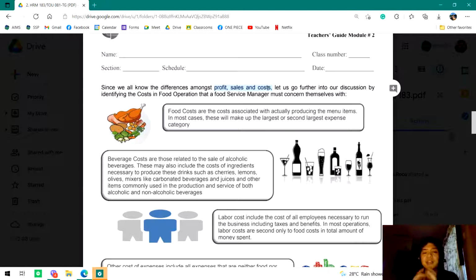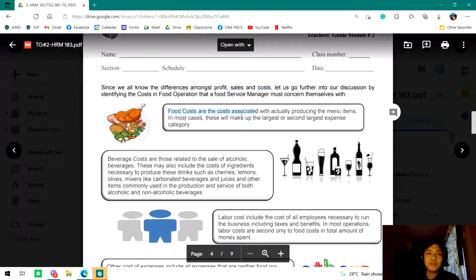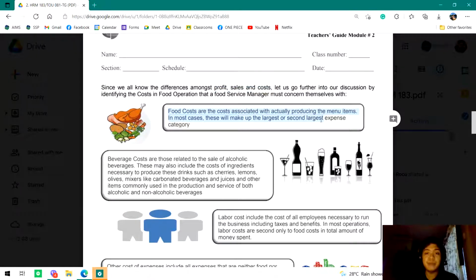So ano nga ba yung mga different cost na sinasabi natin? Di ba nga sabi natin, it's not as simple as bumili ka ng 50 pesos na laruan, binenta mo ng 75, kumita ka ng 25 pesos. It's not as simple as that. There are many kinds of costs, and in this industry that we have, food and beverage, hospitality and tourism, we have these kinds of costs. First is food cost, associated with food, menu items.